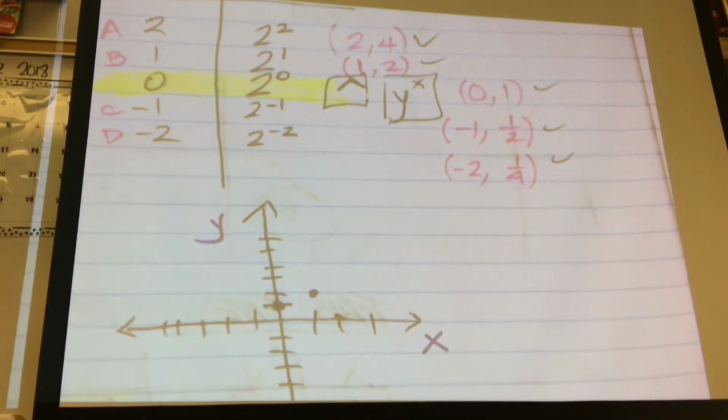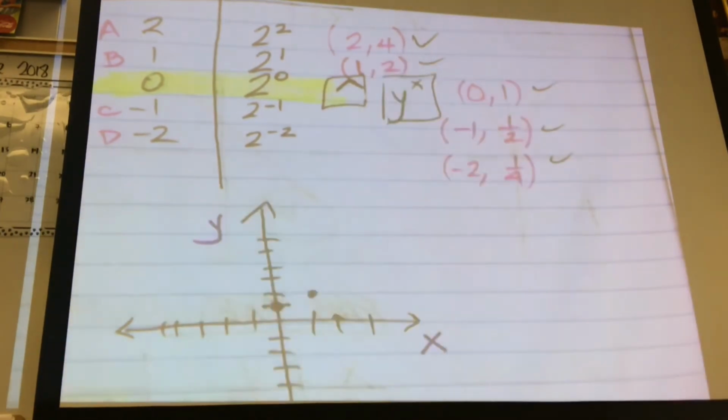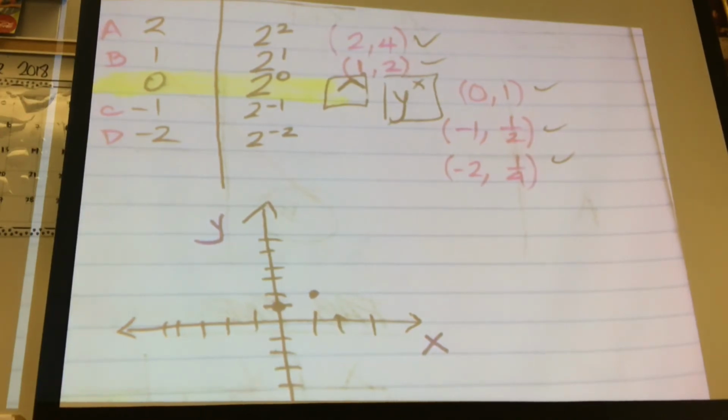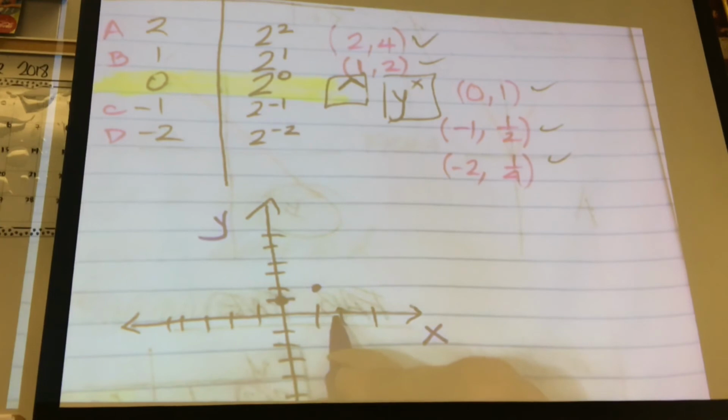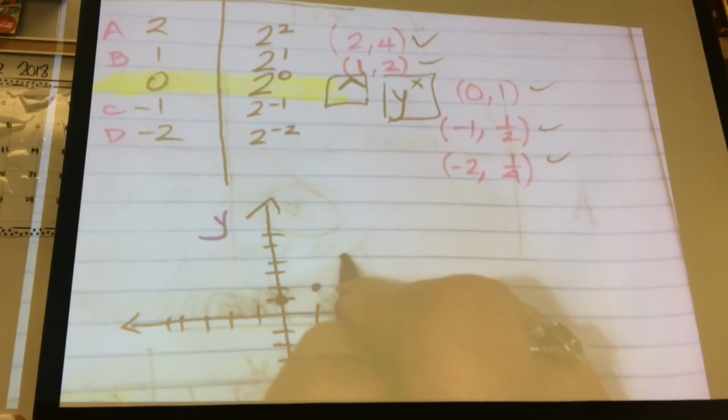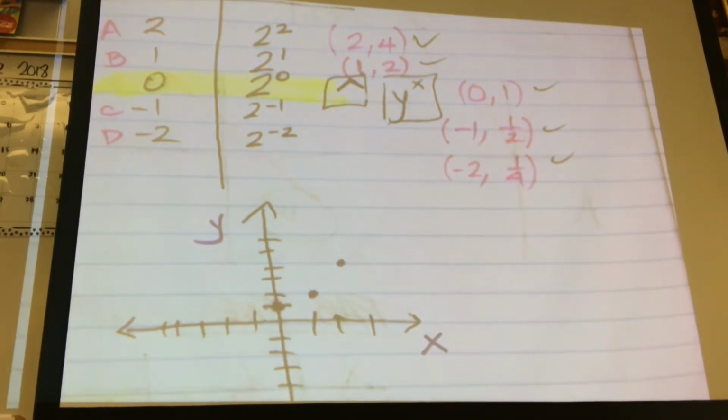Use your colors. JJ, how do I graph 2, 4? Go to the right 2 and up 4. 1, 2, 3, 4. Yes, this is in quadrant 1. Be careful.